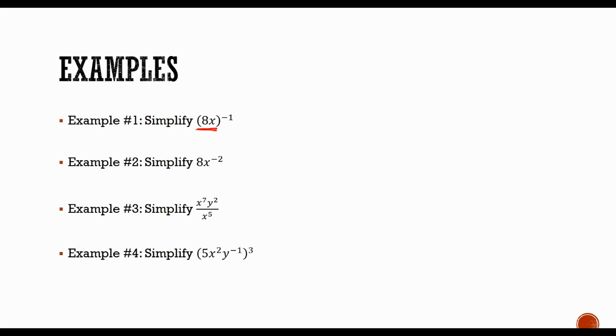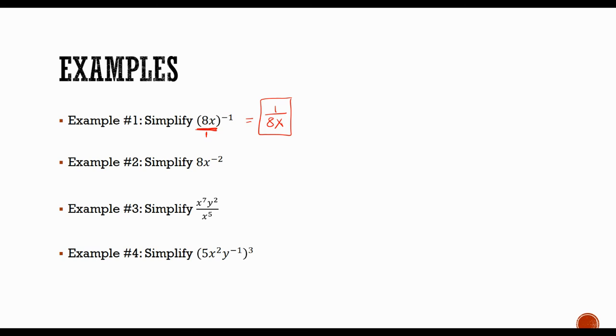Negative exponent means we're going to flip it. So currently it's like over a 1. If we flip the whole thing, we get 1 over 8x as our final answer. All positive exponents, we're good to go.